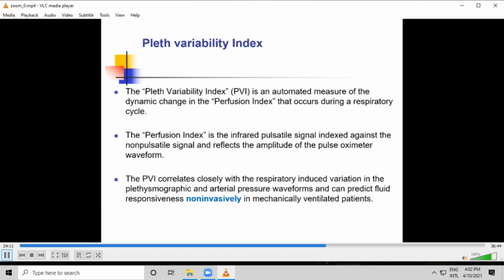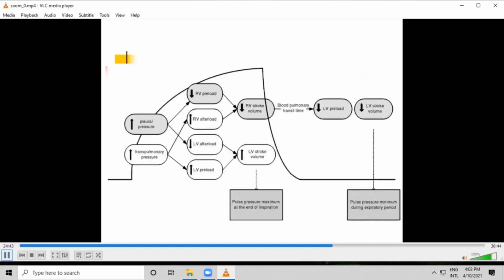The pleth variability index is an automated measure of the dynamic change in the perfusion index that occurs during a respiratory cycle. The perfusion index is the infrared pulsatile signal indexed against the non-pulsatile signal and reflects the amplitude of the pulse oximeter waveform. So the pleth variability index correlates closely with the respiratory induced variation in the plethysmographic and arterial pressure waveform and can predict fluid responsiveness non-invasively in mechanically ventilated patients.